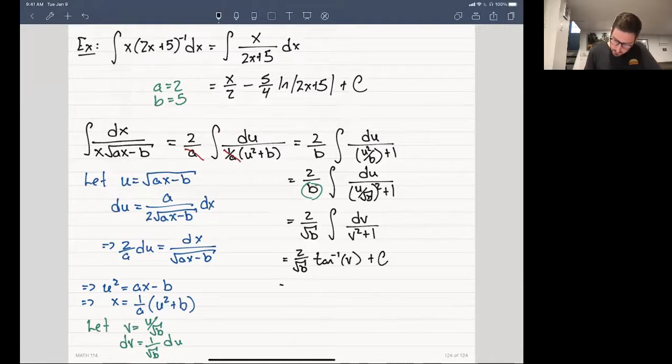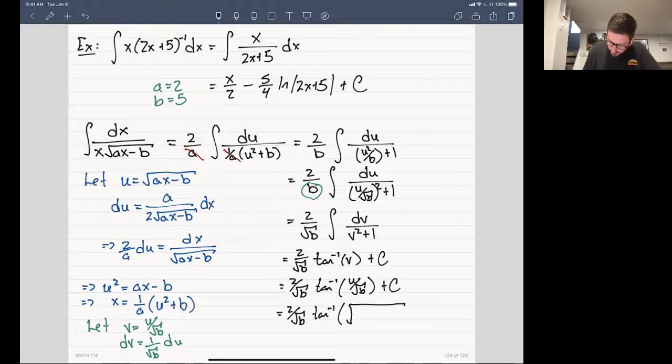And now we can do our back substitution. First, get it in terms of u. So tan inverse of u over root b, that was the v term. And then finally, get that back in terms of x. I get tan inverse of the square. Well, since we have a lot of square roots, let's put it all under a square root. And I get ax minus b divided by b.